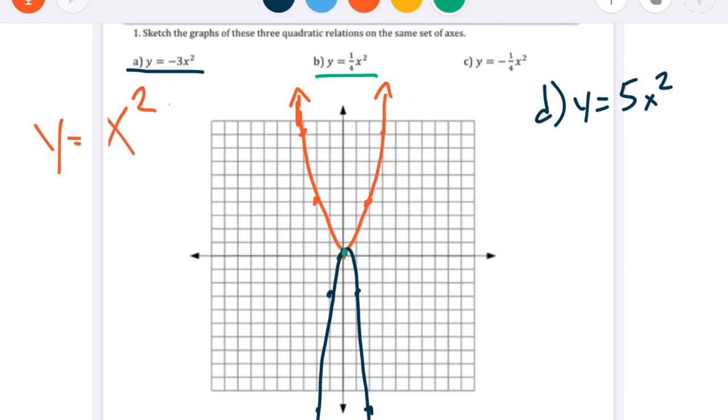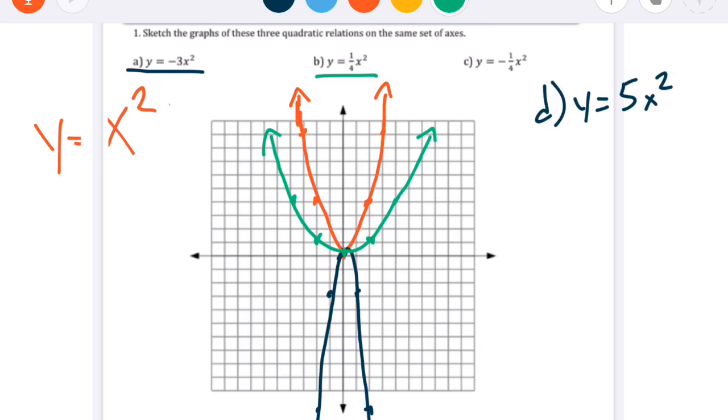So if you were to create a table, you would figure out what the points are on this graph. Just for the sake of time, I'm going to just give you these points because, again, the point of this video is to see what these numbers are doing to the graphs, not so much how to graph them. So again, this is a rough sketch of what y equals 1/4 x squared will look like.